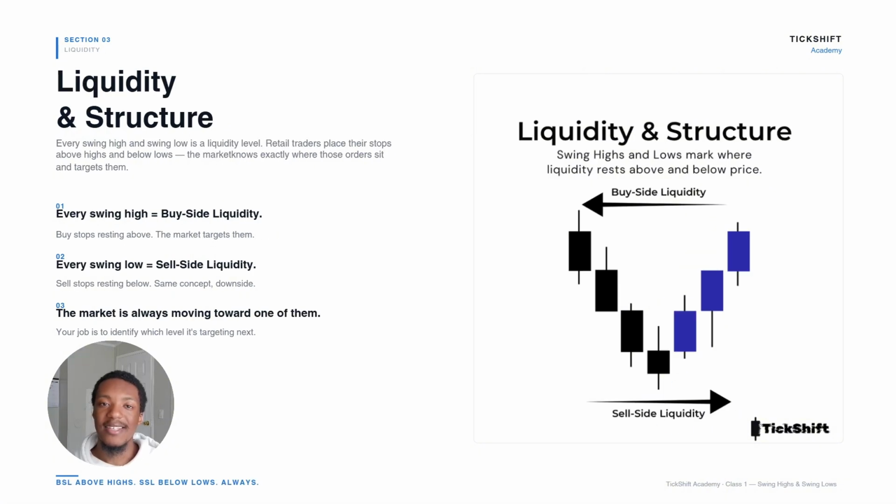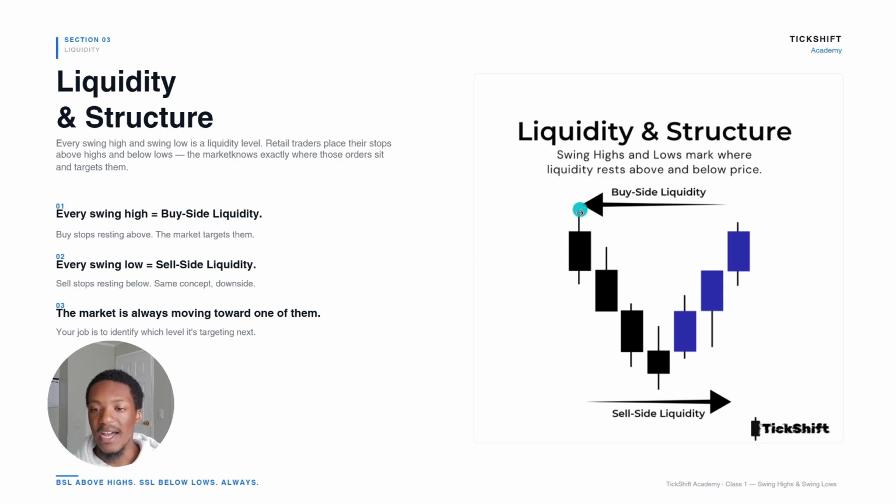Why are swing highs and swing lows important? Because every single swing high and swing low tells you something. It tells you where liquidity rests, and it tells you what the market structure is. They all give you crucial information to better your trading. Every swing high and swing low is a level that liquidity rests at. Retail traders are taught to place their stops above and below swing highs and lows. The market knows exactly where those orders sit and targets them.